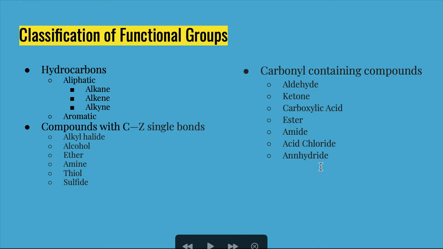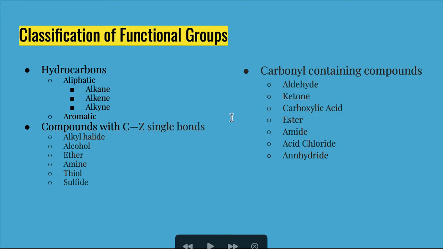You can see that I've divided them into three groups. The first group is hydrocarbons, which are basically compounds with hydrogens and carbons. There are two types: aliphatic hydrocarbons and aromatic hydrocarbons, where aliphatic hydrocarbons are three types: alkanes, alkenes, and alkynes. And the second classification group is compounds with C-Z single bonds, where Z can be a variety of different things, which we'll talk about once we get to these compounds.